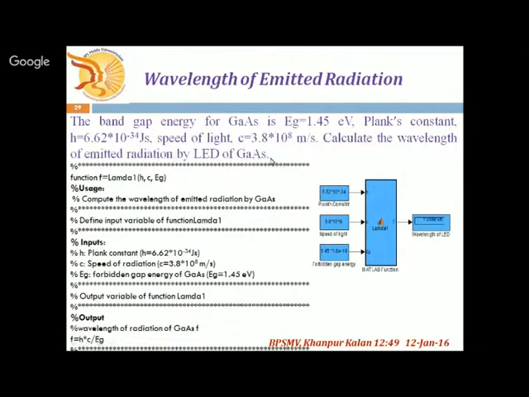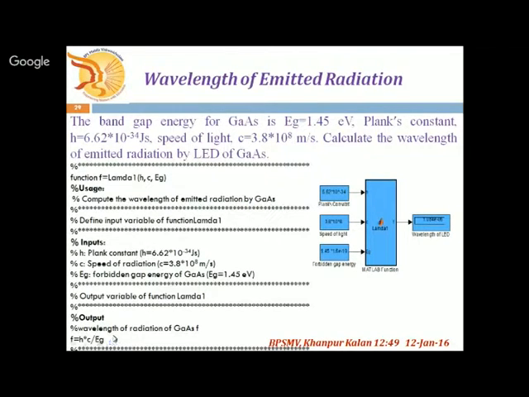Suppose we want to find the solution of this problem using this embedded MATLAB function block. What we do? Firstly, we write a function for the same. Output is f. Name of the function is lambda. We define input arguments, there are 3 inputs to this function, 1 output, and simply write this expression, f equal to hc upon Eg.